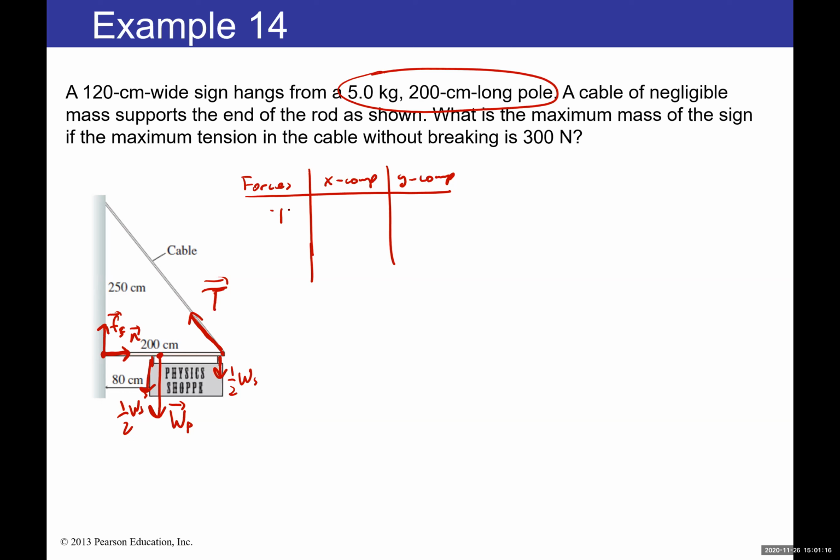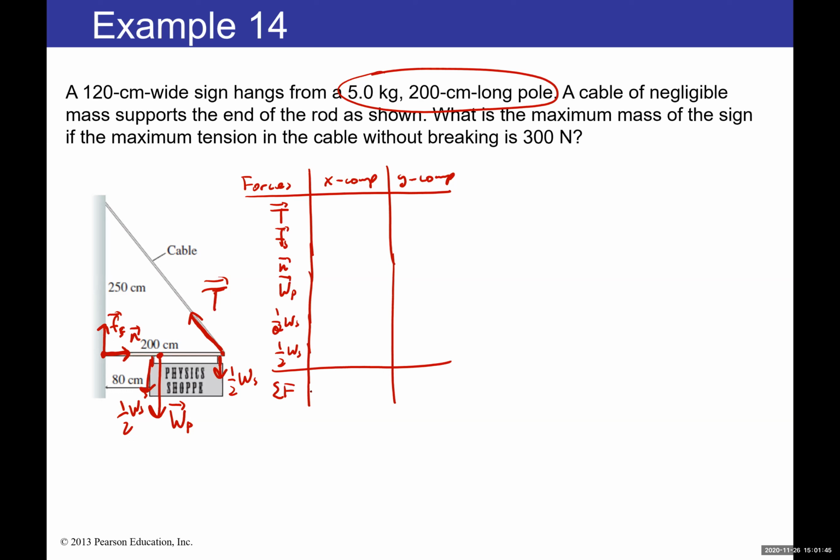So here we have tension, we have the static friction, normal force, weight of the pole. Then you can say that half of the weight of the sign, another half of the weight of the sign, because there are technically two different forces, right? And that's it for now.